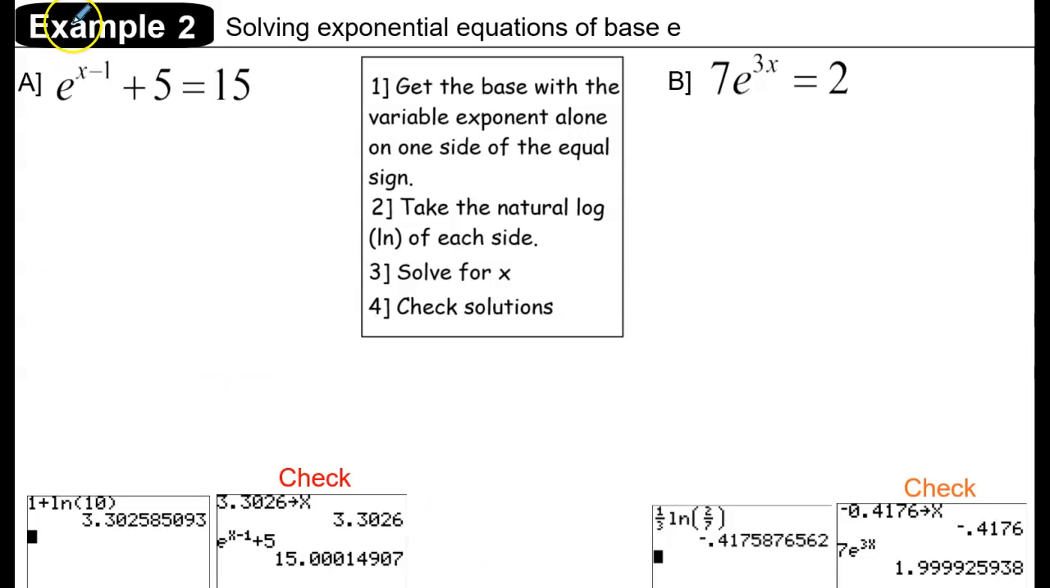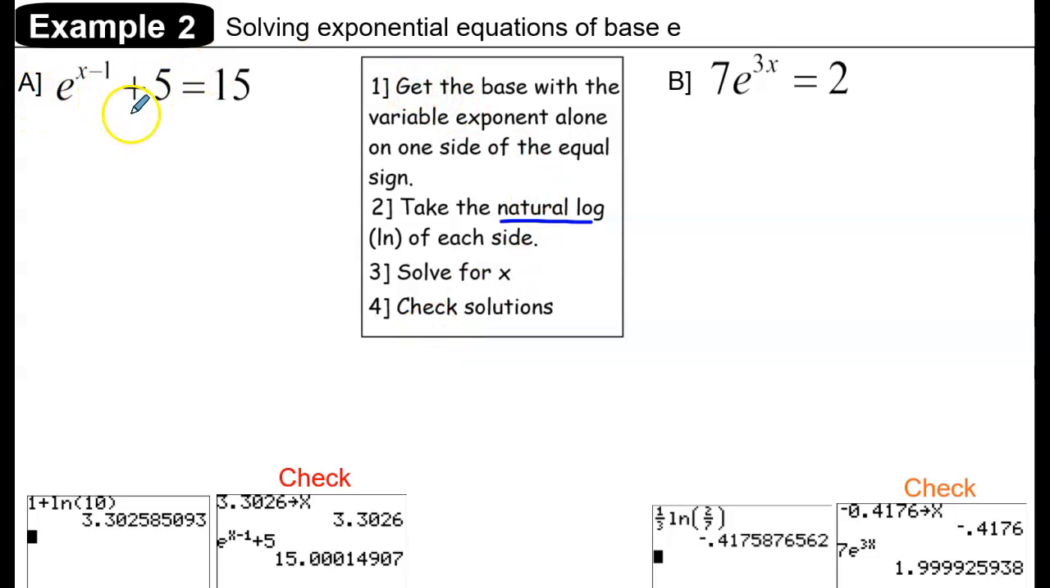Okay, so we're back with example 2 where we're going to solve exponential equations that have a base of e. In example 1, we solved equations with a base of 10. When there was a base of 10, we used a common log. This time, since the base is e, we're going to be taking the natural log of each side once we isolate that base of e raised to a variable exponent.